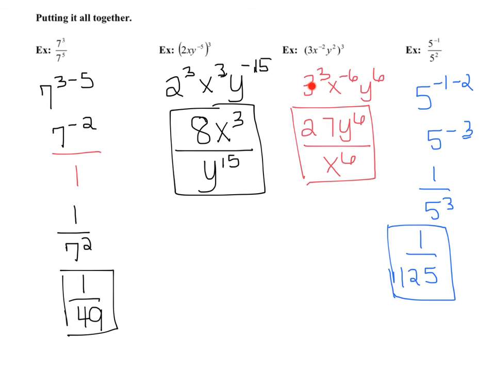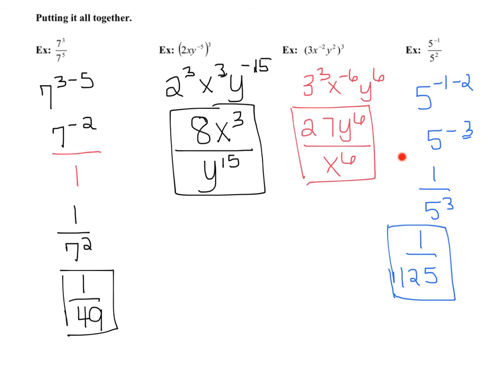So 3 to the third, 3 times 3 times 3 is 27, and then y to the 6th, those stay on the top, they don't go anywhere, but x gets bumped to the bottom because that's how you make the exponent positive. So your final answer is 27 y to the 6th over x to the 6th.